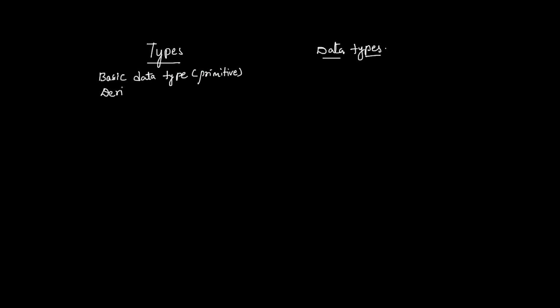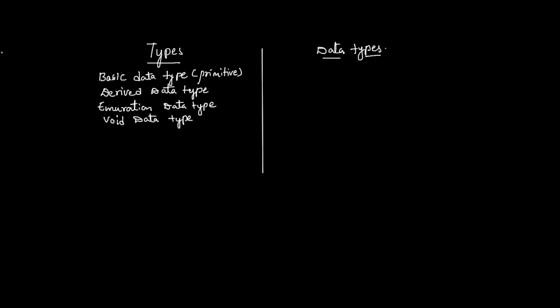Types: basic data type, primitive; derived data type, enumeration data type, void data type. Next, data types. Data types are integer, character, float, double, array, pointer, structure, enum, void, and one more, union.